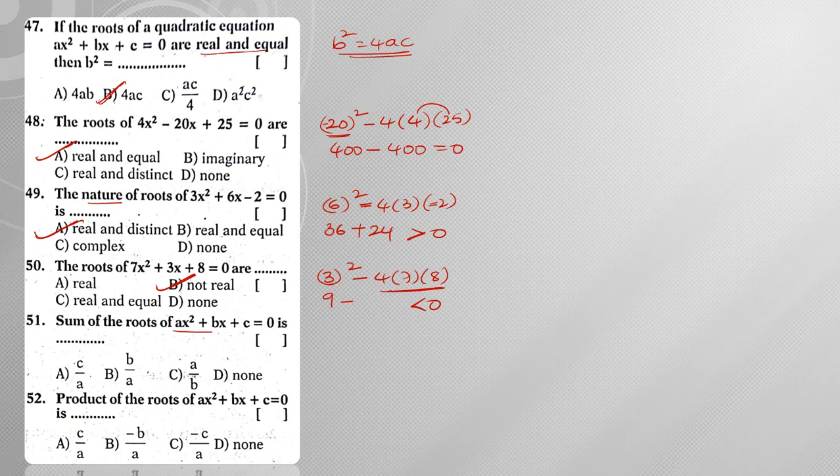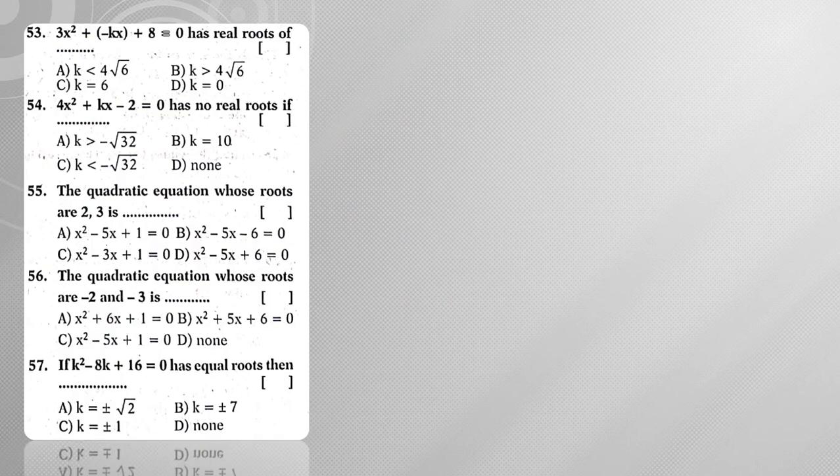Next, sum of the roots of this particular equation. What is the sum of roots formula? So sum of roots is given by minus b by a. Hence from the options, we don't have minus b by a, hence none will be my answer. Next, product of roots is given by c by a. Right.